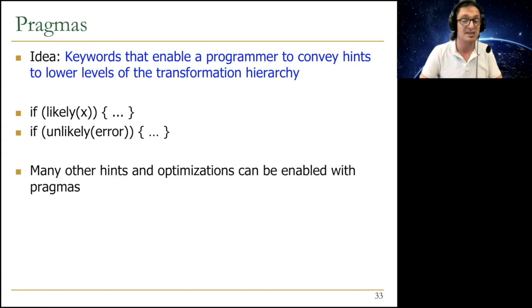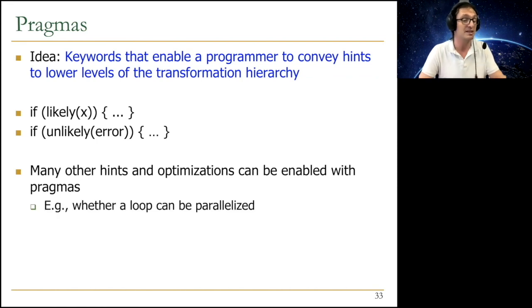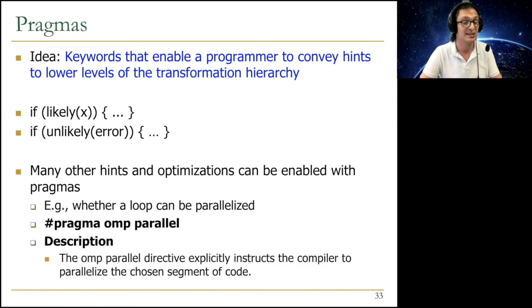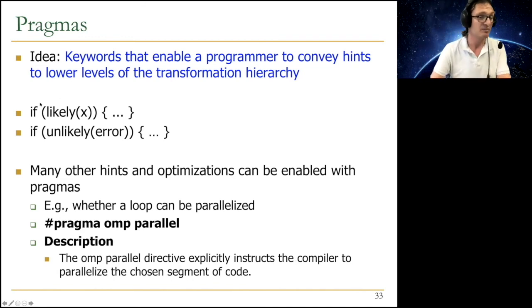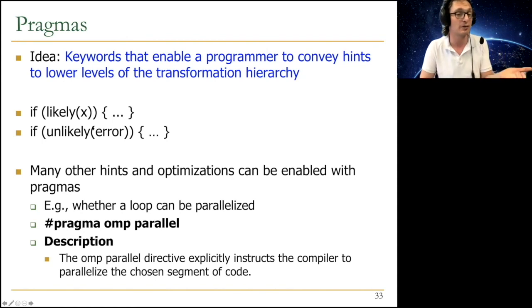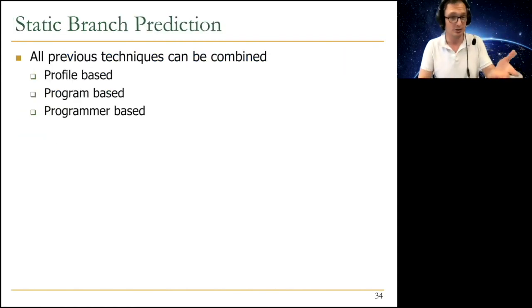Many other hints and optimizations can be enabled with pragmas. For example, whether a loop can be parallelized. You may have seen the OpenMP parallel pragma. This is directly from the OpenMP parallel programming description. This directive explicitly instructs the compiler to parallelize the chosen segment of the code. Here, if you look at the likely versus unlikely, you're explicitly instructing the compiler to add a hint bit saying this branch is likely taken and this branch is unlikely taken, right? That's the idea. So you need this sort of programming language support.